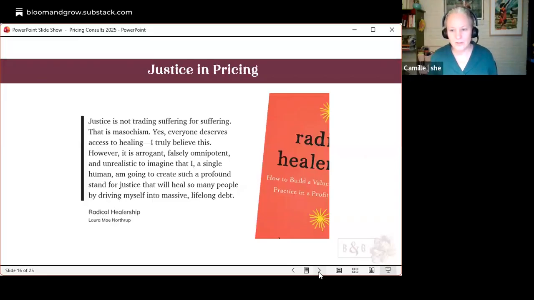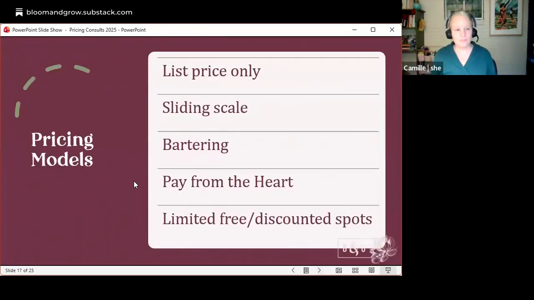I really want you to think about this when you are thinking to yourself, I can't charge a price that will sustain me because people can't afford it, because I want to be accessible. There are ways to be accessible without driving yourself into massive lifelong debt to do it. So let's talk about some options.